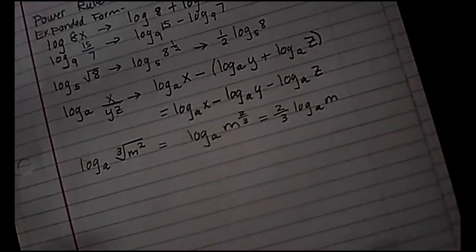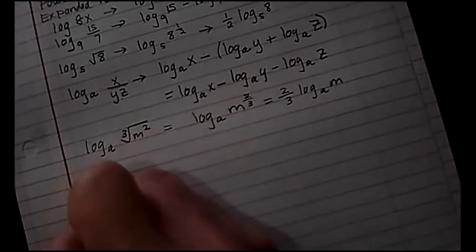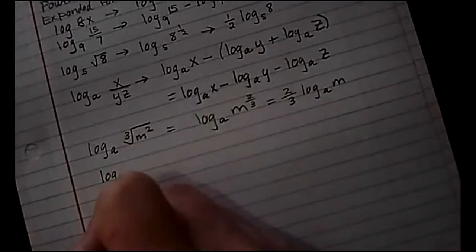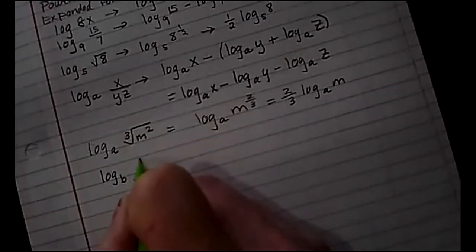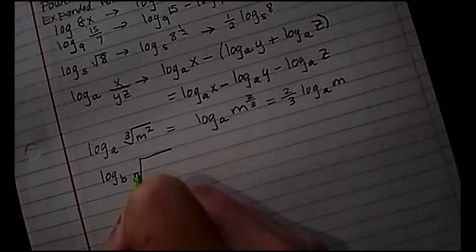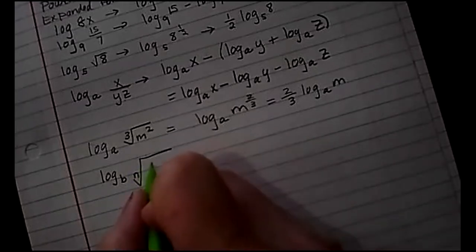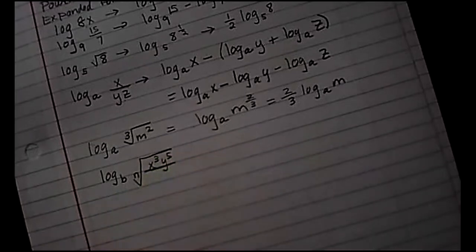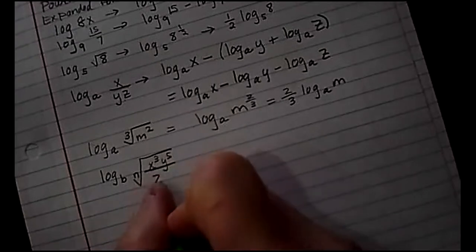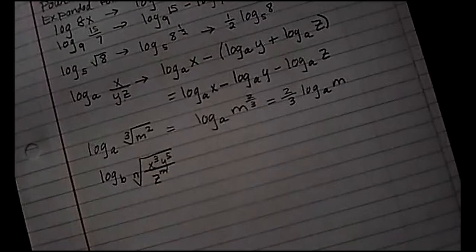Now let's take a little bit longer one that has a root with it as well. So let's take this one, log base b of the nth root of x to the third, y to the fifth, over z to the m. So this one's a little more of a challenge problem. If you want to pause and try it, go ahead and do that.